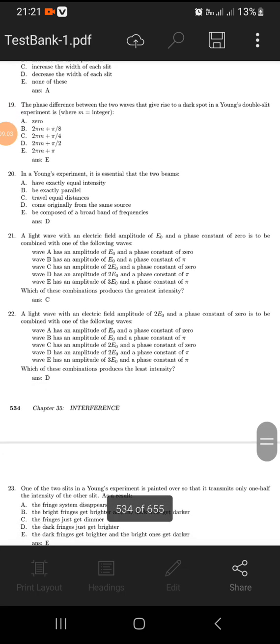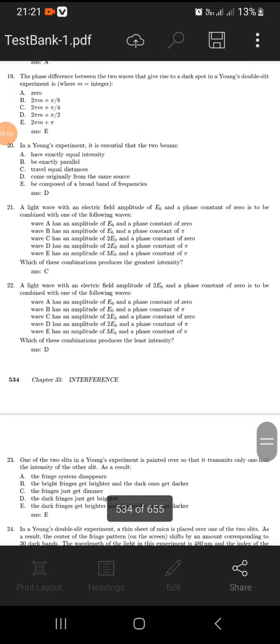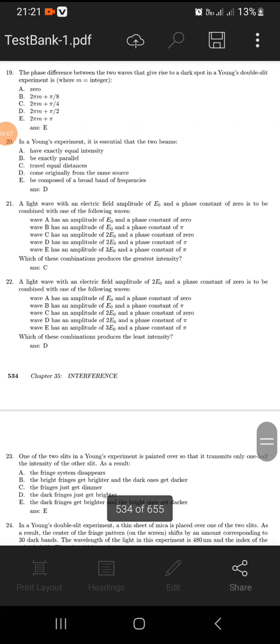The phase difference between the two waves that gave rise to a dark spot in a Young's double slit experiment is 2 pi m plus pi. So it's 360 plus 180, that's 540.